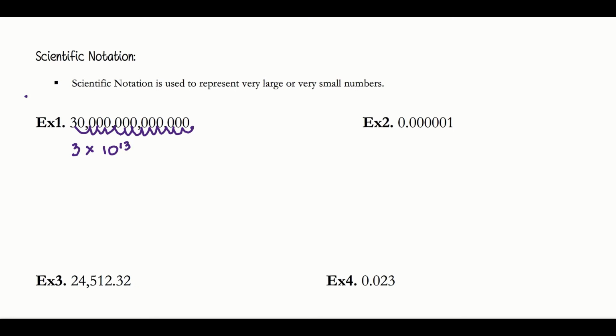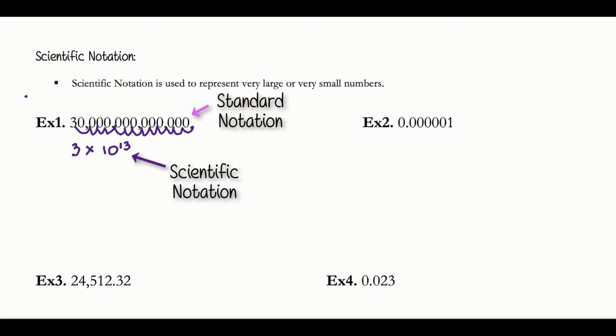If I wrote negative 13, then that would mean that the number in standard notation is actually supposed to be smaller than 3. But in this case, it's supposed to be larger. Now, looking at these two numbers, 3 times 10 to the 13th is a much more manageable number. This is scientific notation. This is standard notation, but they are the same number. Let's look at another example.